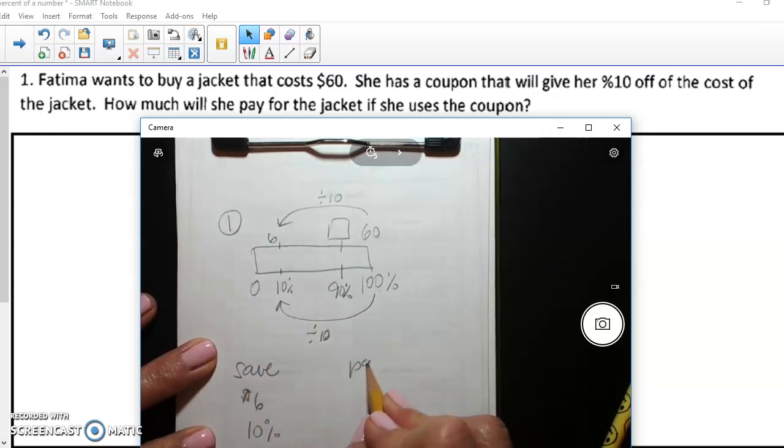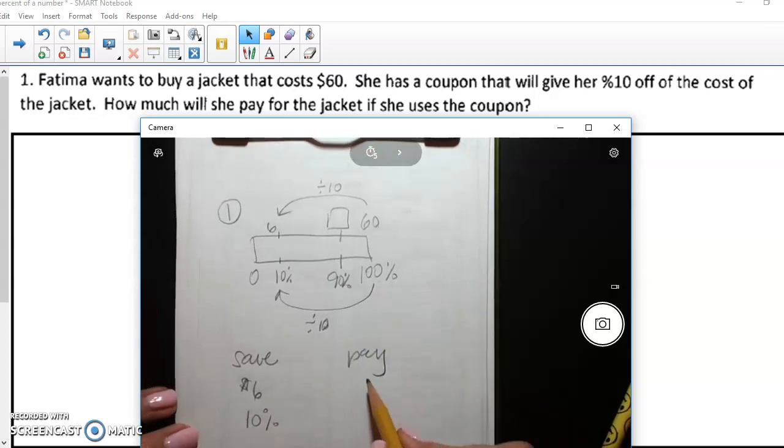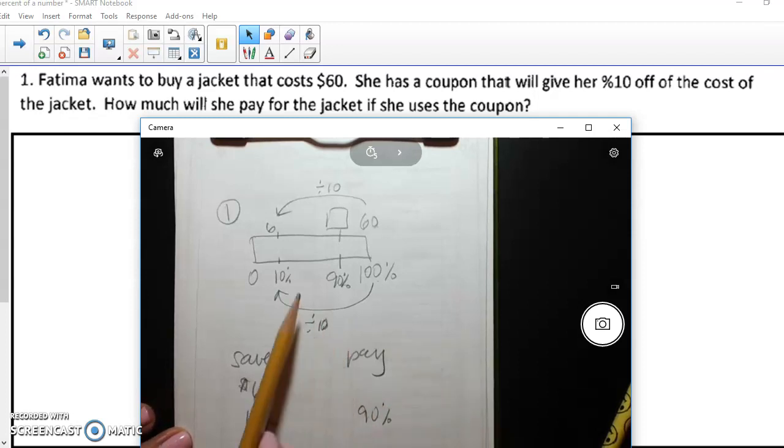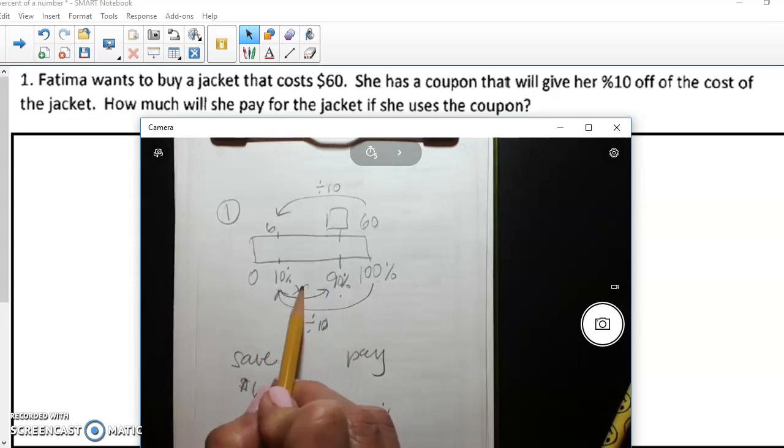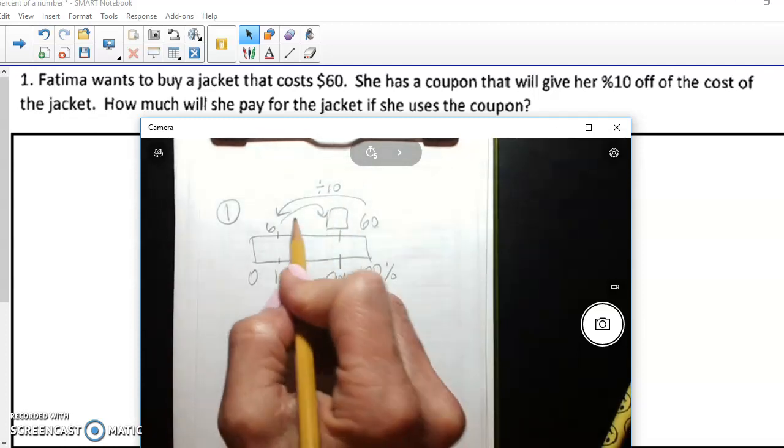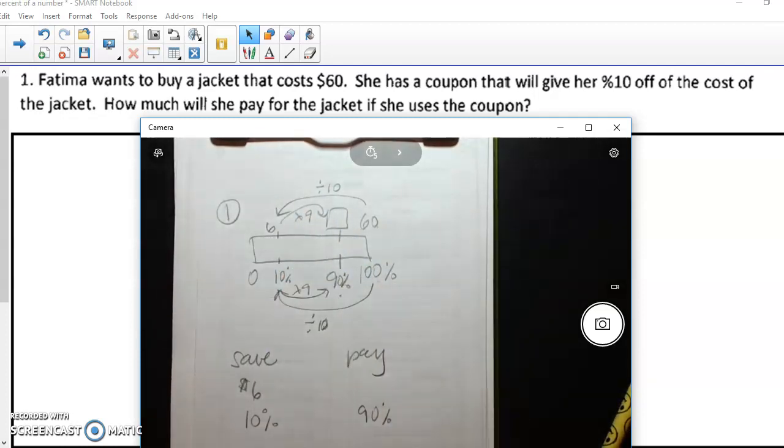And she's going to pay 90%, and we're still trying to figure out what that is. So now we're going to think about how I get from 10% to 90%. What should we multiply by to get from 10 to 90? Well, let's multiply by 9. If you were thinking 9, you are correct. So times 9, times 9.